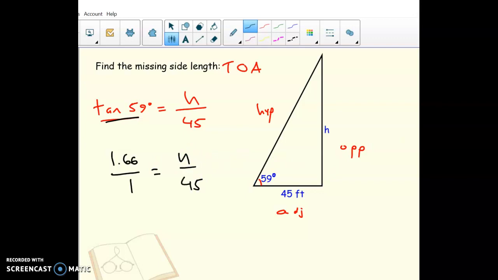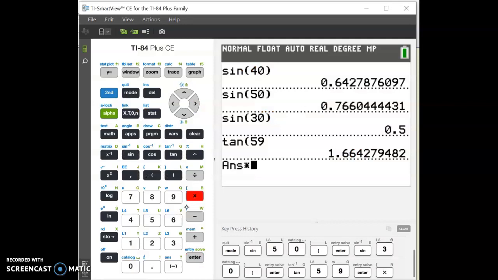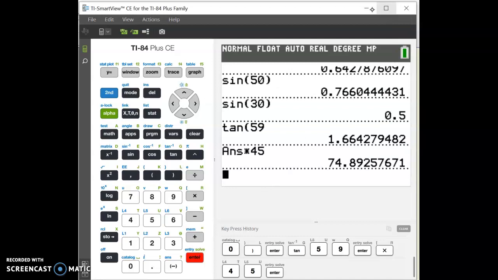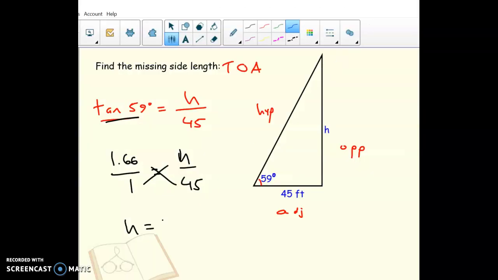Now I just have to solve this with my cross products. So 1 times h is just h, and 45 times 1.66. I'm just going to take my previous answer times 45. So that's about 74.9. That fills in our missing side here, which makes sense: if this side is 45, it makes sense that this one's decently bigger than it.